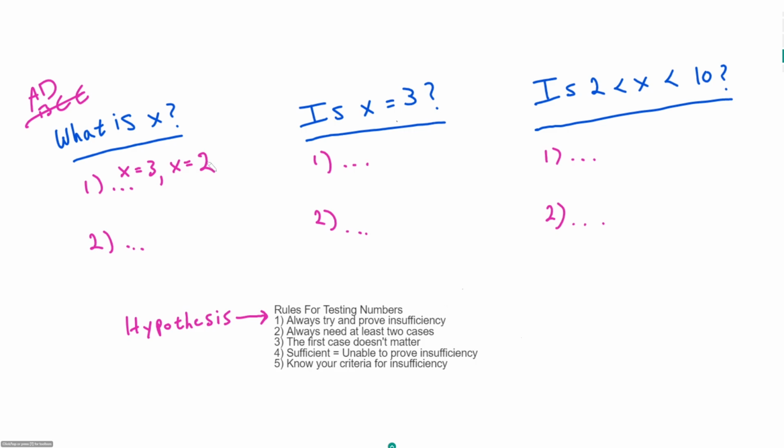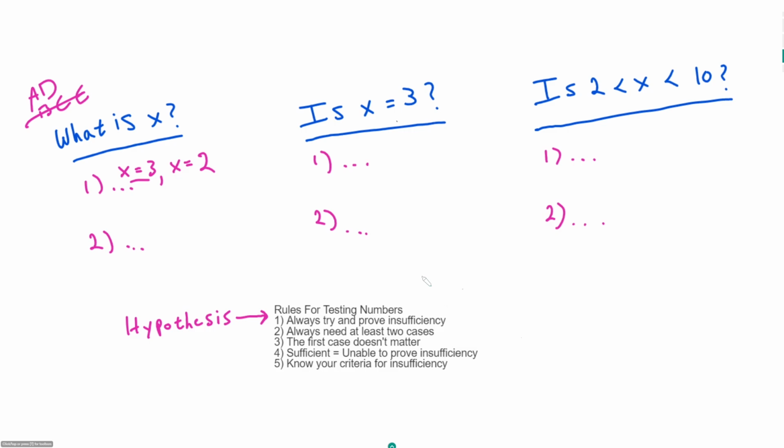And so what are the implications of this? I'm always trying to prove insufficiency, which means you always need, when you're testing numbers, at least 2 cases. And the first case does not matter. This number here, when I got X is equal to 3, tells me nothing by itself. It is only once I get to the second case that I can infer something.